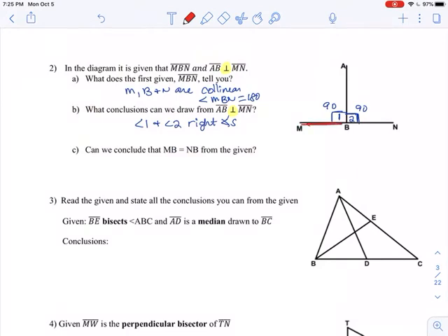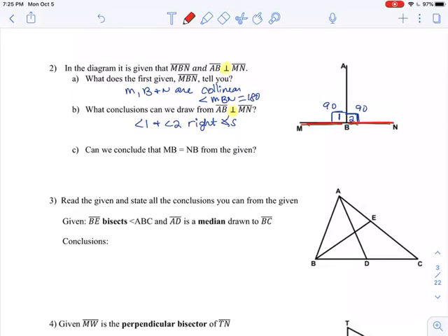Can you guys conclude that MB is equal to NB? So MB is this on the left, and NB is this on the right. They certainly look equal, but here's the thing, we can never assume. Just because they look equal does not mean that they are equal.